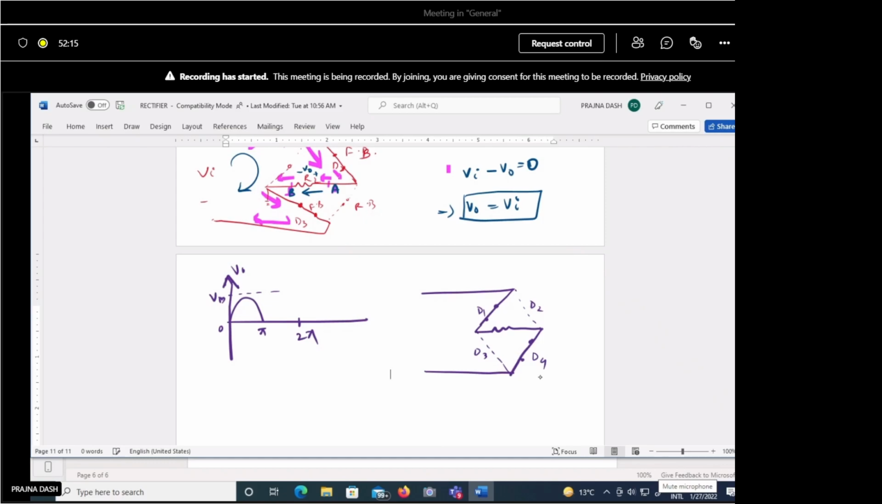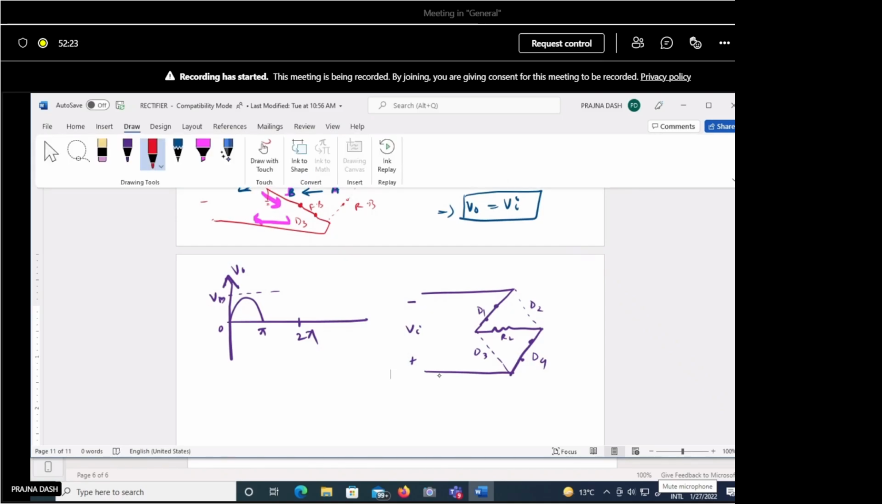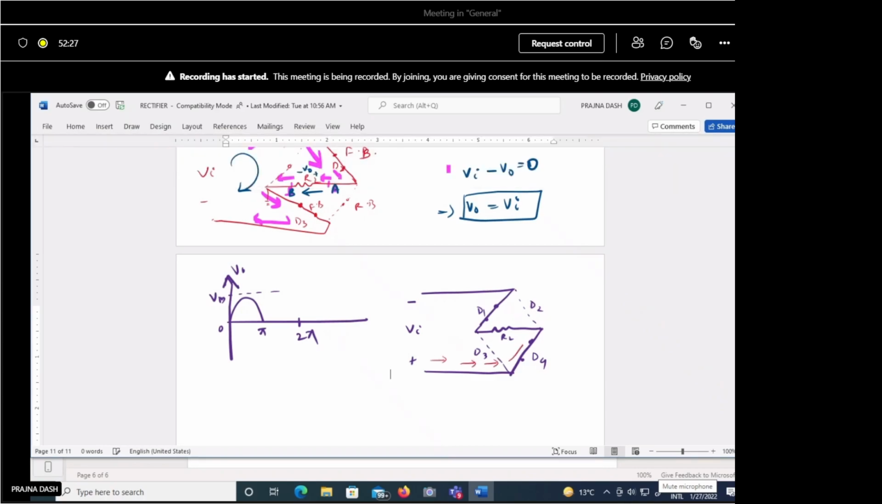This is the load, and this is negative to positive Vi. So the current will move from the positive terminal to the negative terminal. So this is the direction of the current.